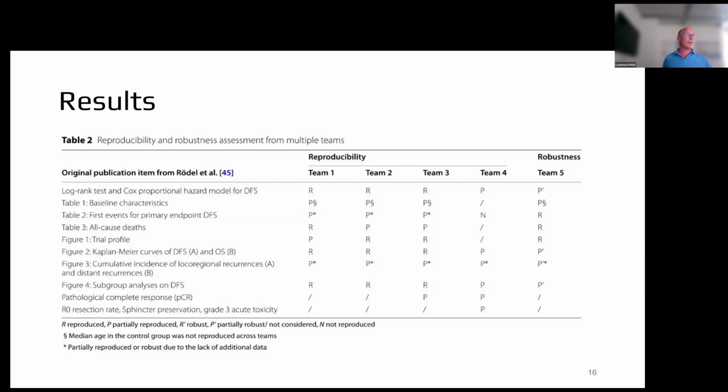And you see on a brief look that actually that endeavor was fairly positive. So we were actually able to reproduce most of the results, or let's say the teams were able to reproduce most of the results. Some teams had perhaps a bit more problems, and you see some footnotes here that indicate certain issues with the reproduction. So for example, one footnote here means that the median age in the control group was not reproduced across teams. But in principle, that was quite positive that we were able to reproduce the main findings of the different results in that publication.